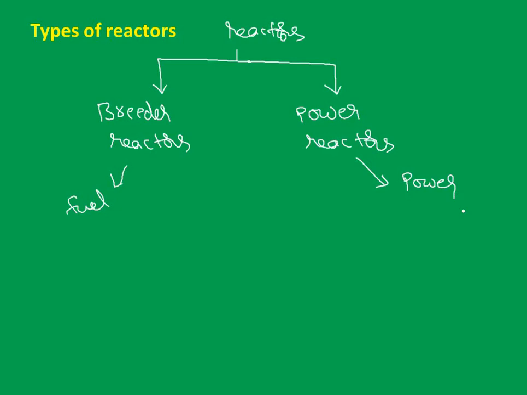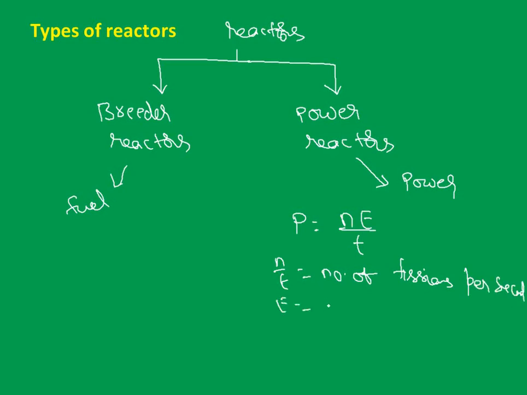And the power generated by a nuclear reactor can be given as power P = N/t × E, the rate of energy transfer, where N/t is the number of fissions per second, the fission rate, while E is the energy released per fission, which is the energy released in each fission. Are you getting the point here?